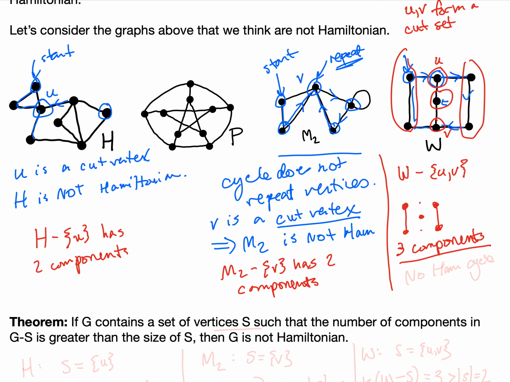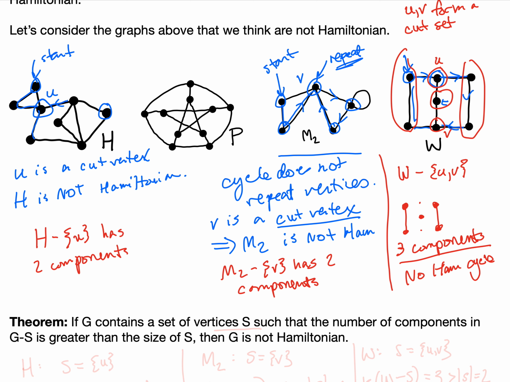And this means that there is no Hamilton cycle for this reason, because we must go through and come out of these vertices too many times in order to start in one place and end back up at the beginning. So for a more formal statement of what we just discussed, here's this theorem. If G contains a set of vertices S such that the number of components in G minus S is greater than the size of S, then G is not Hamiltonian.